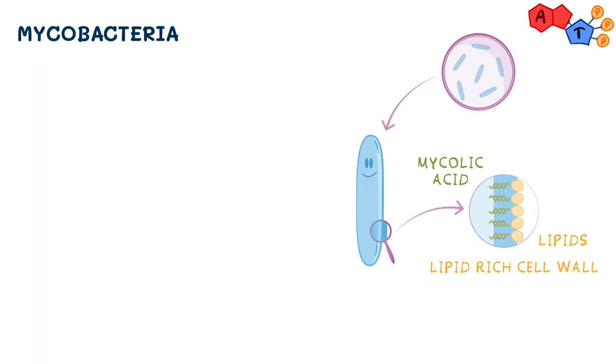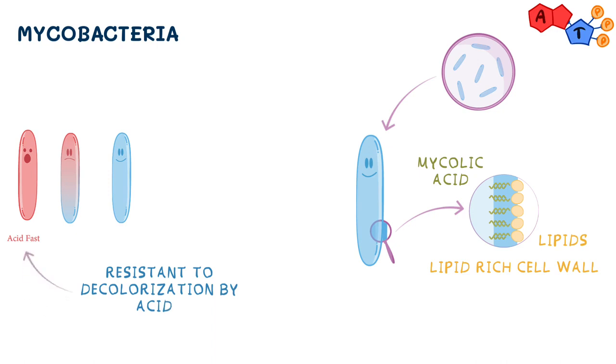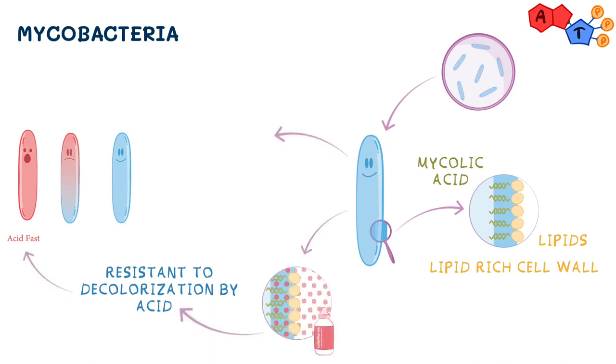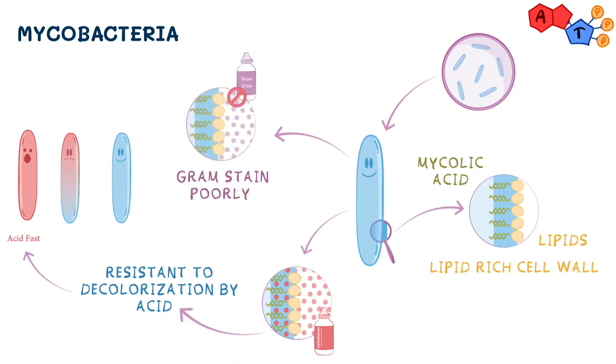Mycobacteria are also called acid-fast. This is because they are resistant to decolorization by acid after staining with carbol fuchsin. Therefore, they gram stain poorly. So, what do we use to stain them then? We use something called Ziehl-Neelsen stain. This stain is used to detect mycobacteria.